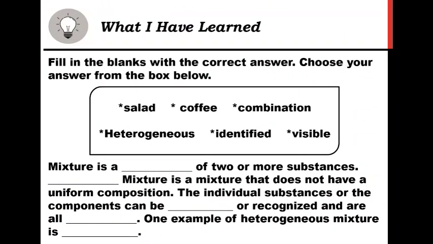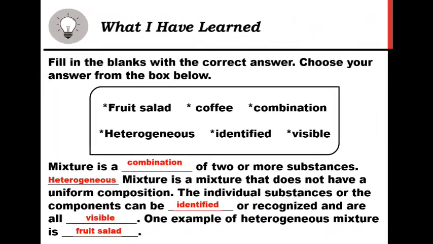Okay, so what have you learned from the lesson? We have to answer and fill in the blanks with the correct answer. A mixture is a blank of two or more substances. Blank mixture is a mixture that does not have uniform composition. The individual substances or components can be blank or recognized and are all blank. One example of heterogeneous mixture is blank. So the answer.